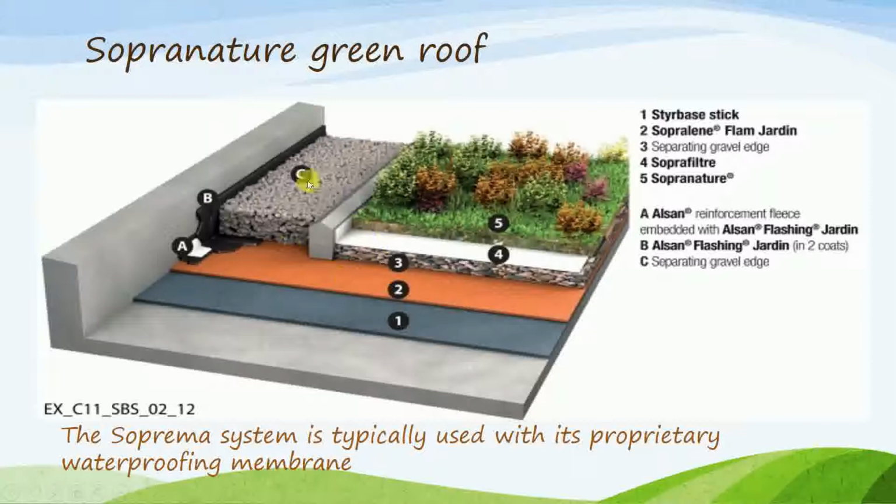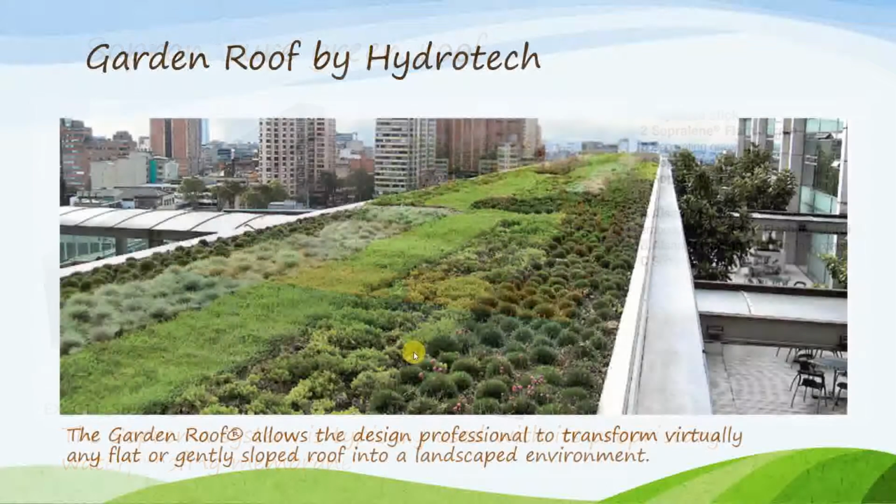So Soprema Nature green roof is typically used with its proprietary waterproofing membrane. I mean, this green roof has a waterproof membrane. You see here number 1, steroid based stick. Number 2, Soprema Jardin, and there are some other components discussed here. And this is garden roof by Hydrotech.